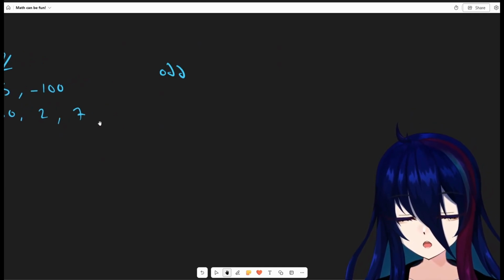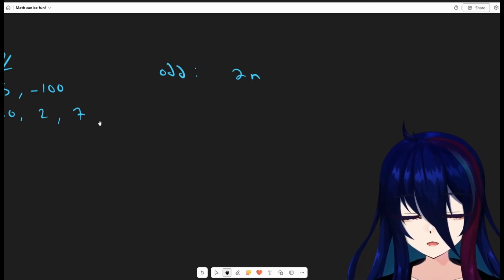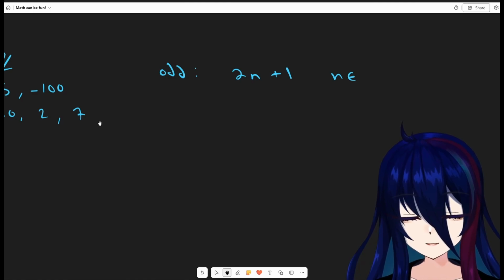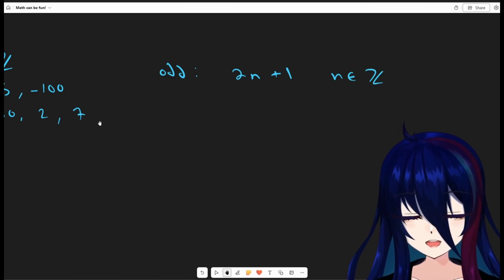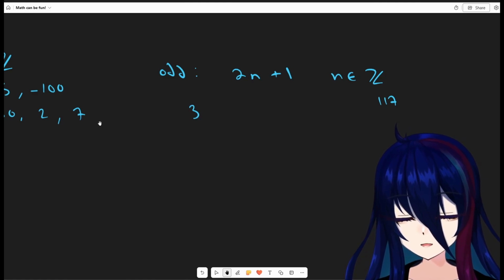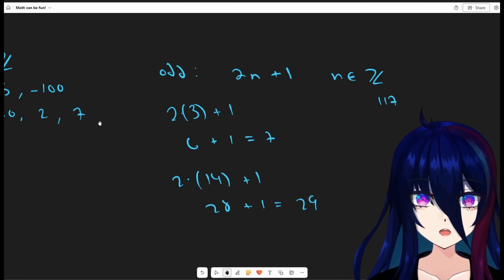Let's define the odd numbers. What are the odd numbers? Well, we define the even numbers as 2n, so let's define the odd numbers as 1 different. 2n plus 1. Again, n is those integers. So we choose anything. Let's choose 3 again. 2 times 3 plus 1, 6 plus 1, 7. That's an odd number. 2 times 14 plus 1, 28 plus 1 is 29. Odd number. So you see what I'm getting at.